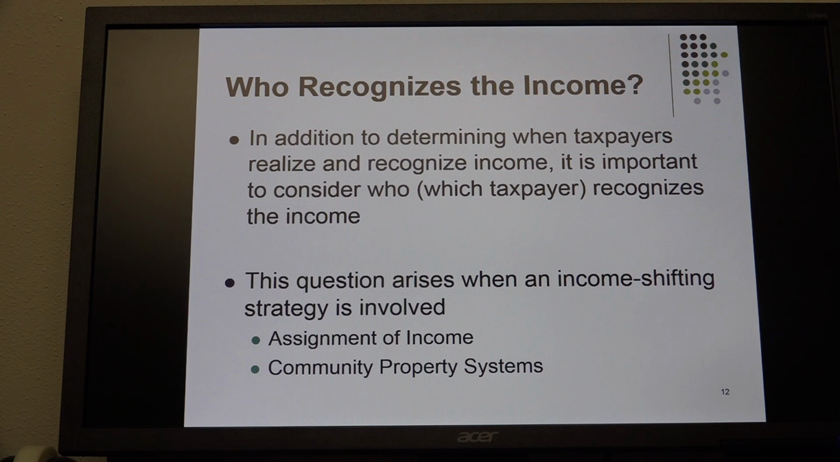But it definitely would be less, right? All right, so that discusses the assignment of income as it relates to services.